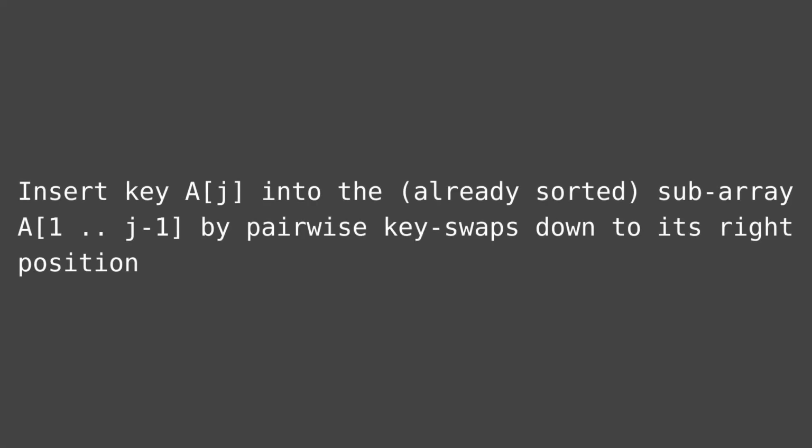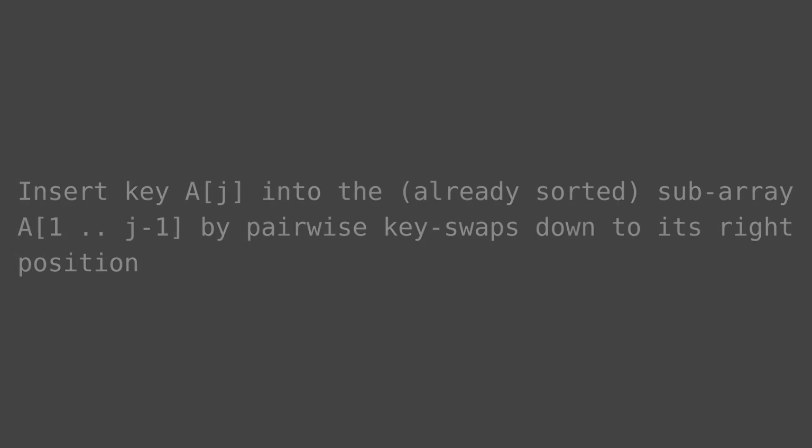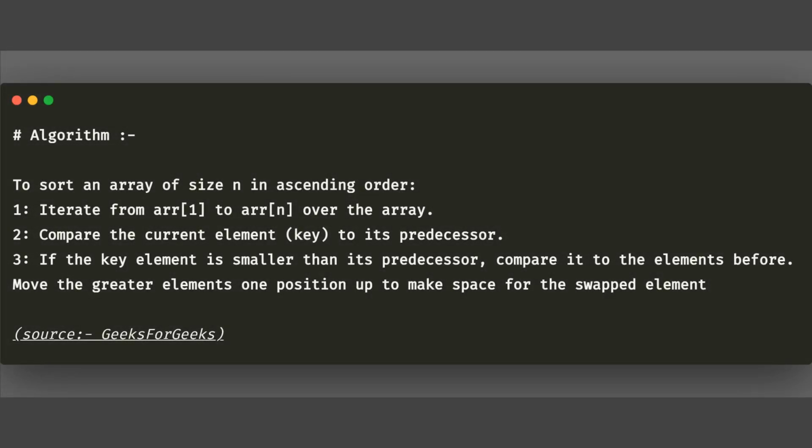Insertion sort is a sorting algorithm where we insert a key into an already sorted subarray by pairwise key swaps down to its right position. So basically, we start at index 1, as the zeroth element by definition is already sorted, and then we move towards the end while placing the key at the correct position.